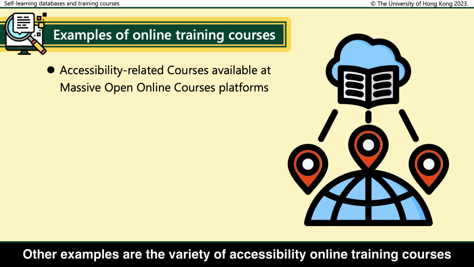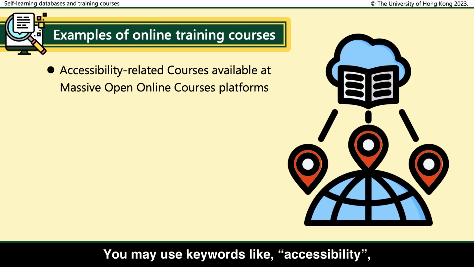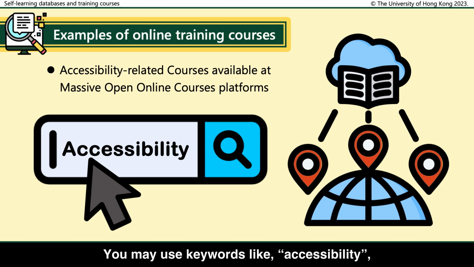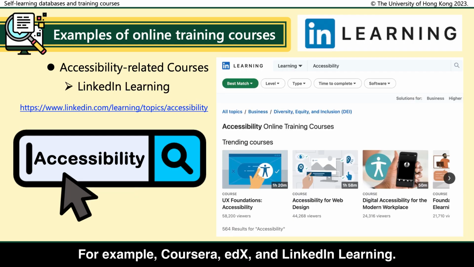Other examples are the variety of accessibility online training courses available at some massive open online course platforms. You may use keywords like accessibility in the search engine on these platforms to look for relevant modules. For example, Coursera, edX, and LinkedIn Learning.